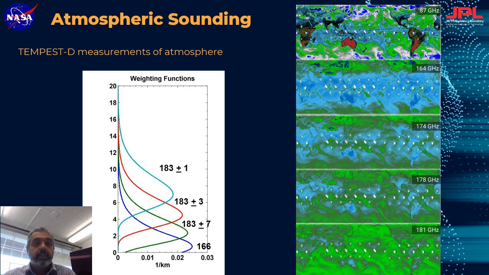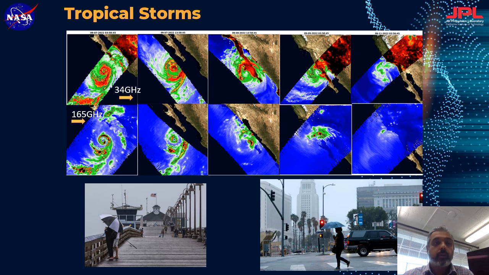This is not just useful for sounding. You can also use this for tropical storms, where depending on the frequencies you have, you can either peer deep into the tropical storms or right up at the top of the tropical storms, to see the warm convection that happens within tropical storms. And this plot's a very good example of one of the storms that hit LA in 2022, I want to say. You can see the difference at 34 gigahertz versus 165 gigahertz for the same storm.